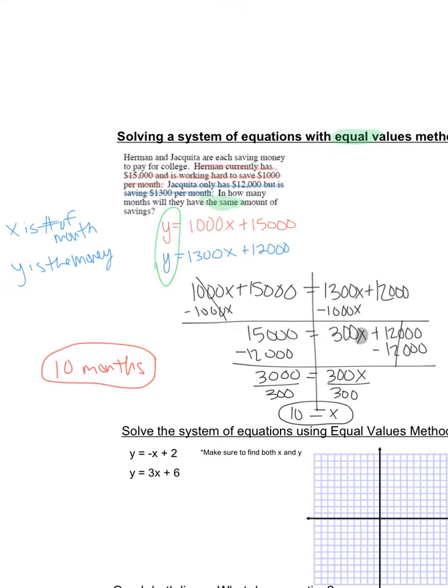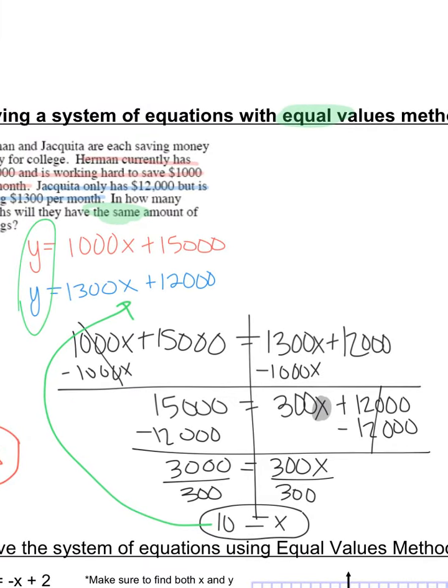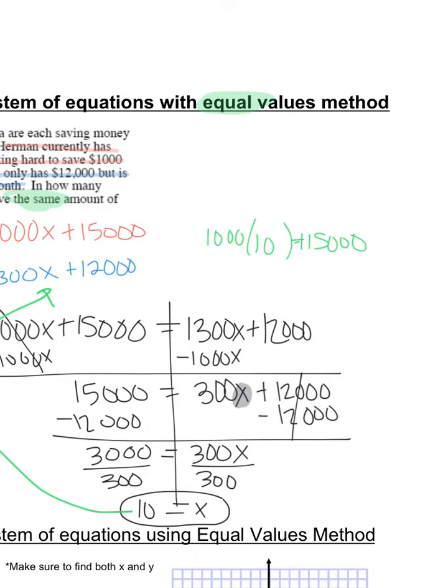Once you've solved for x, you need to go back, plug in your answer as the x's, and calculate the y output. Originally Herman was earning $1,000 per month. So we replace the x with 10 months, plus the 15,000 he had. 1,000 times 10 is 10,000, plus 15,000 is $25,000. That's how much Herman has at the end of the 10 months.